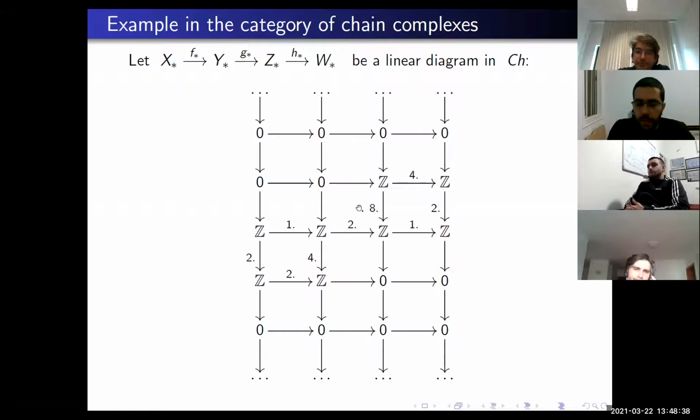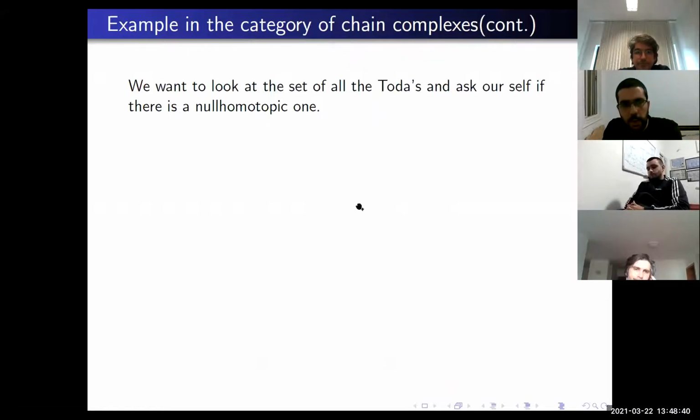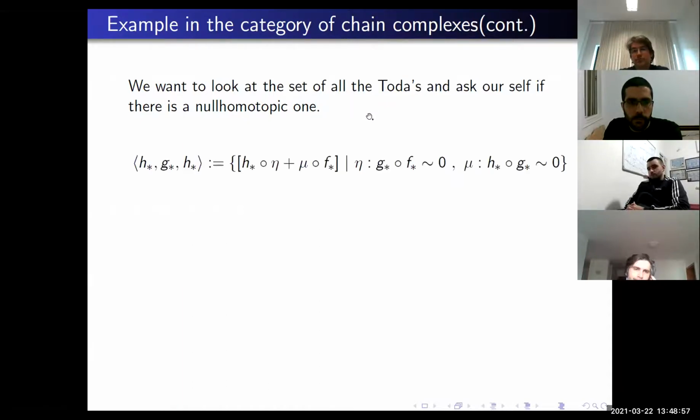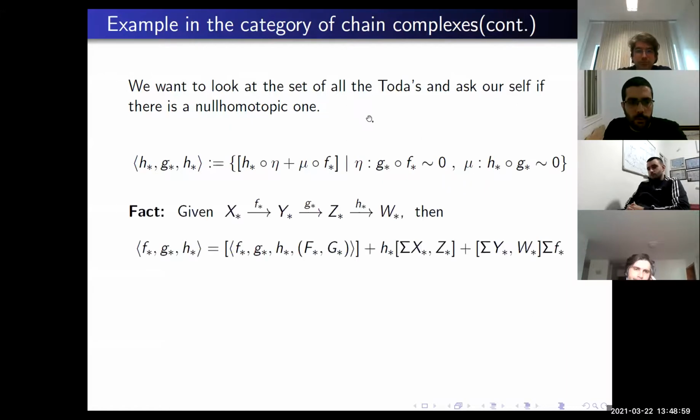So we have to look at all the choices. Here we have to look at all the choices of null homotopy, all the Todas, okay? And ask ourselves if there is one that is null homotopic. Here we can do that. In chain complexes, it's easy to do that because we have the following fact. Here I denote all the Todas by this notation.